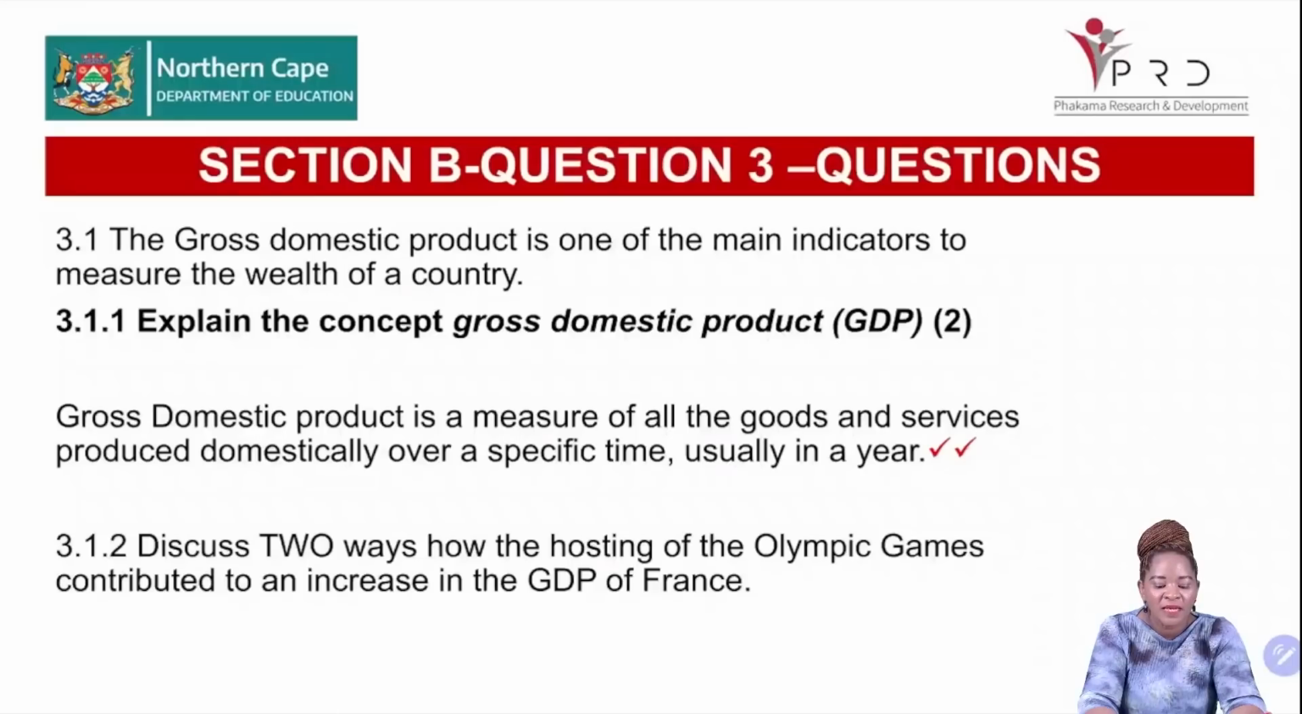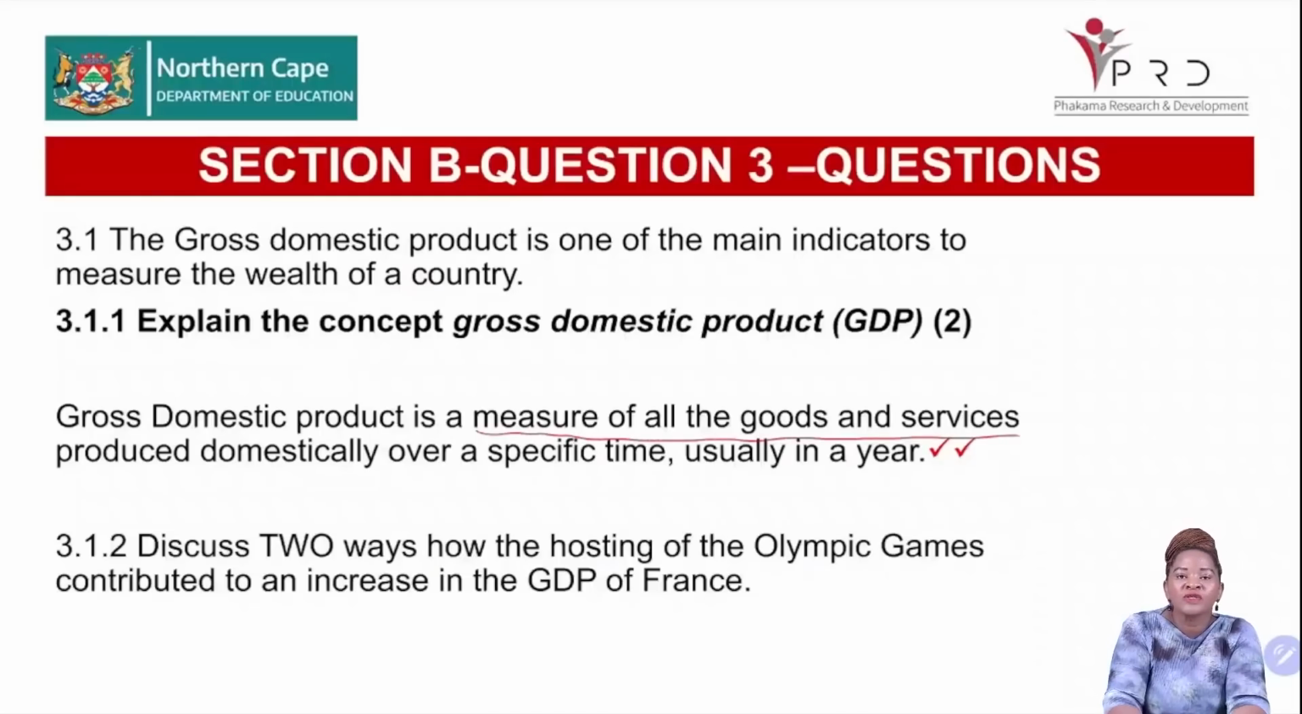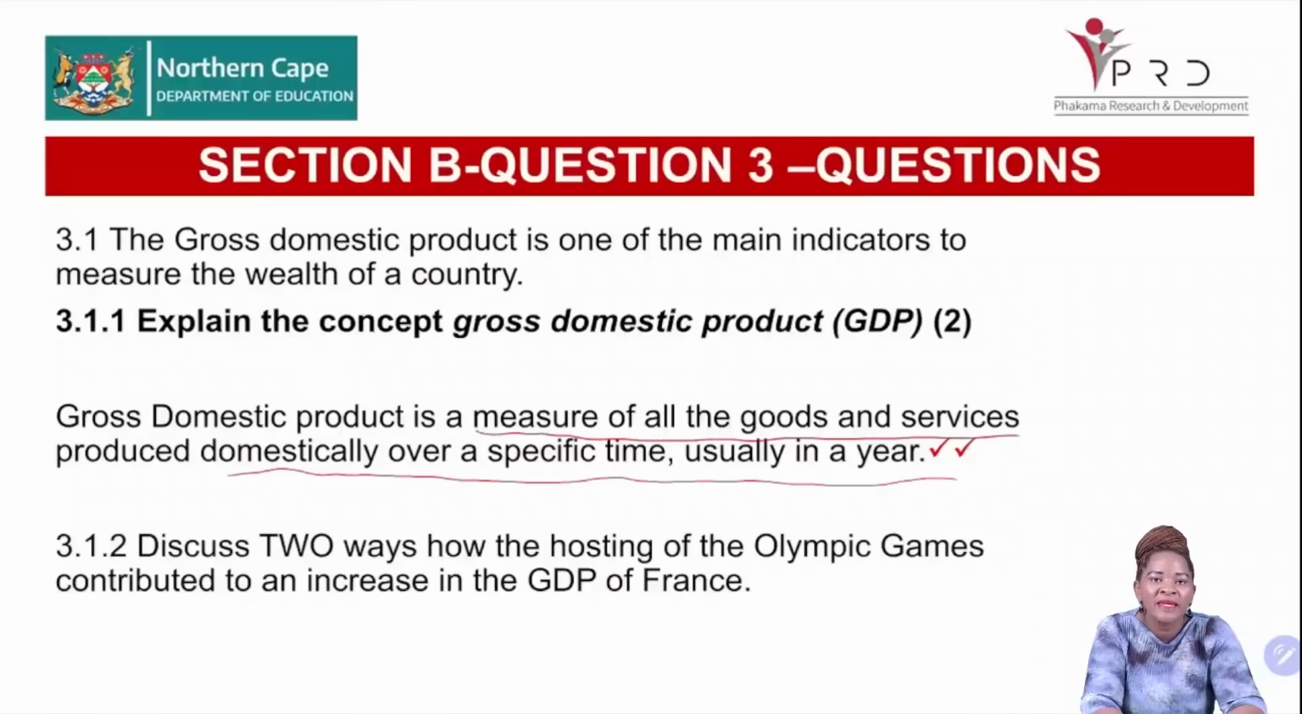Explain the concept gross domestic product. So gross domestic product is a measure of all goods and services produced domestically over a specific time, usually a year. That is the gross domestic product.